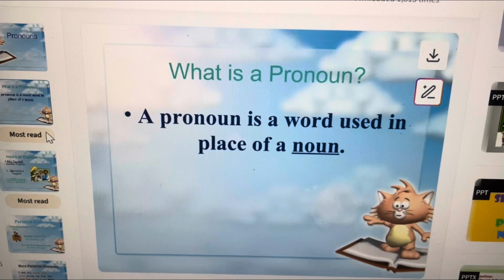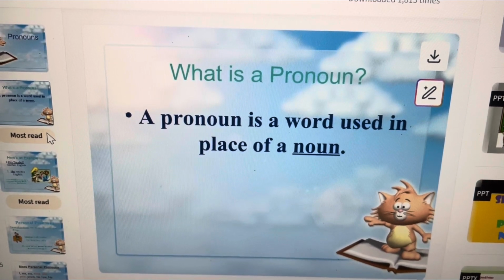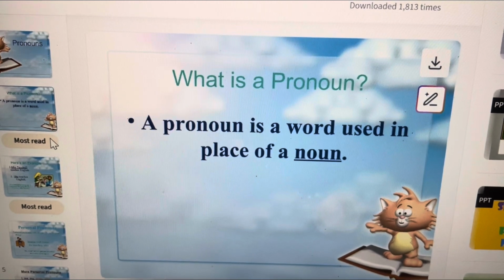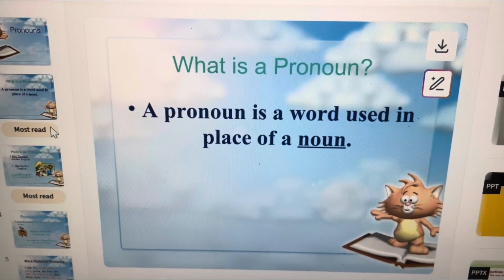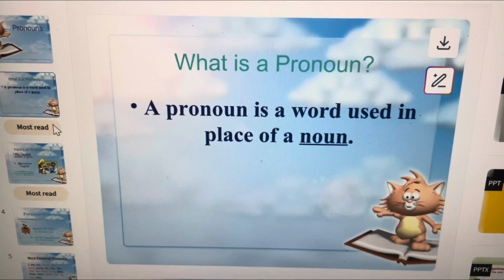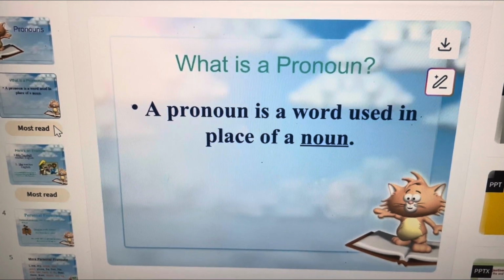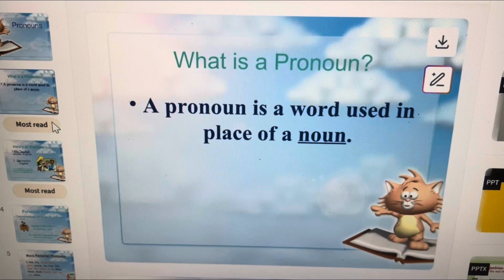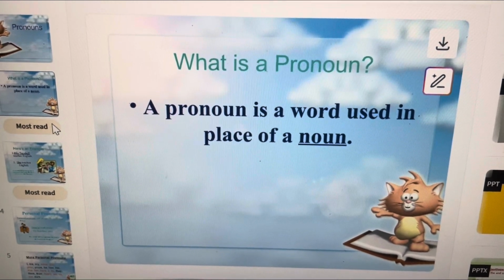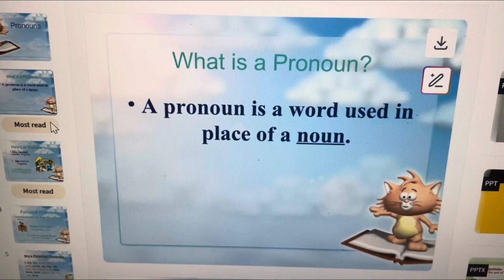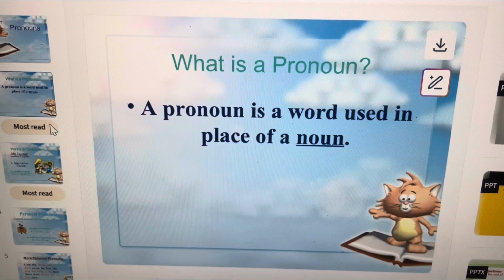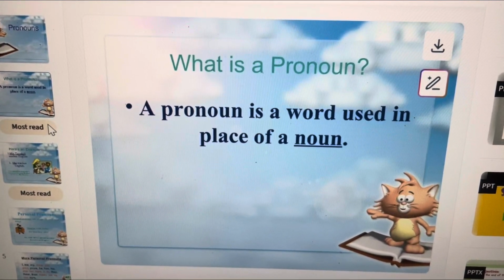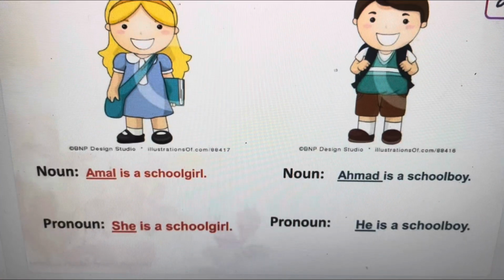What is a pronoun? A pronoun is a word used in place of a noun. As you all know, a noun is the name of a place, person, thing, or an animal. So here they said that a pronoun is a word used in place of a noun. It shows that we are going to replace the noun and use a pronoun word there.